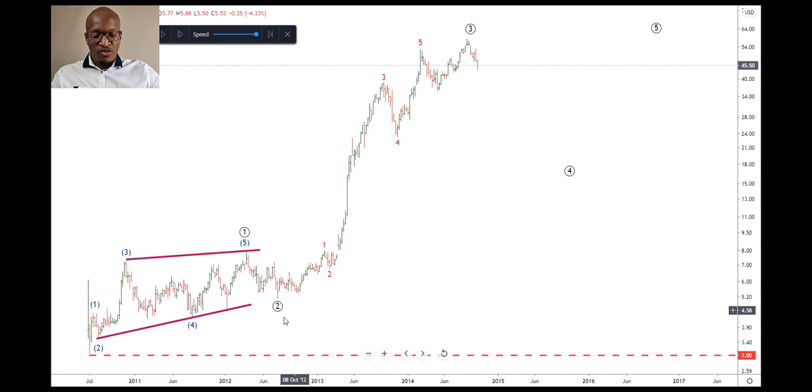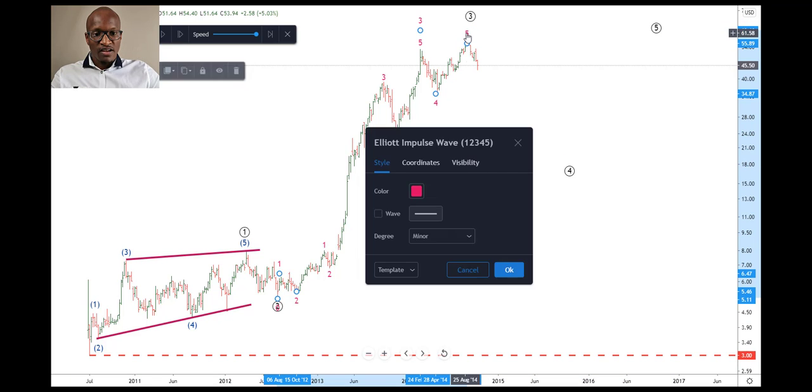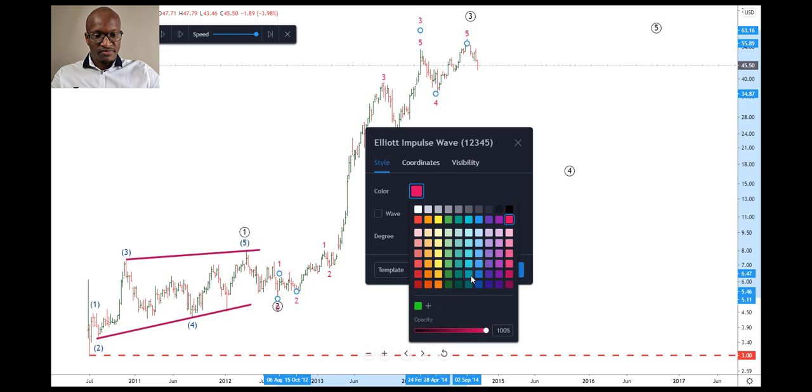And then we know that this is 1, 2, 3, 4, 5. So this 5-wave advance is also a wave 3 of another degree. So we can also label this then as wave 1, wave 2. This 1, 2, 3, 4, 5 makes up a higher degree wave 3. Then we have wave 4, and then here we have wave 5 to complete this higher degree wave 3.